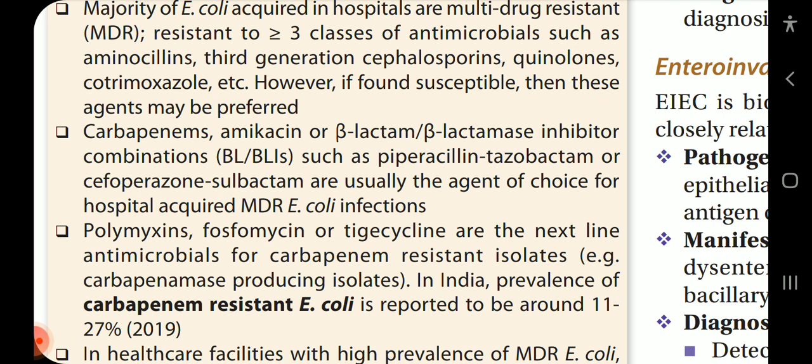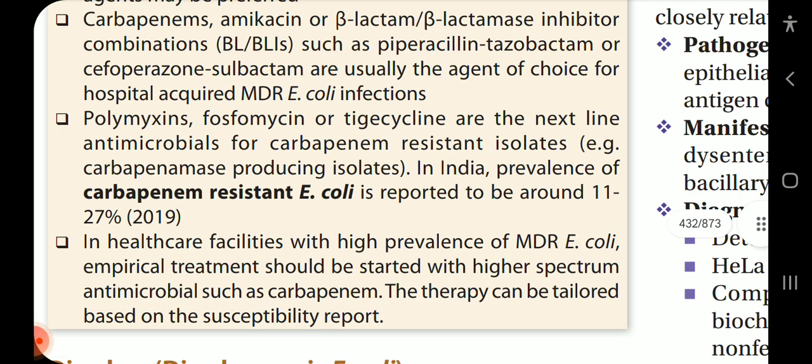Carbapenems, amikacin or beta-lactamase inhibitor combinations such as piperacillin-tazobactam or ceftriaxone-sulbactam are usually the agents of choice for hospital-acquired MDR E. coli infections. Polymyxin, fosfomycin and tigecycline are the next-line antimicrobials for carbapenem-resistant isolates, for example carbapenemase producing isolates. In India, the prevalence of carbapenem-resistant E. coli is reported to be around 11 to 27%.